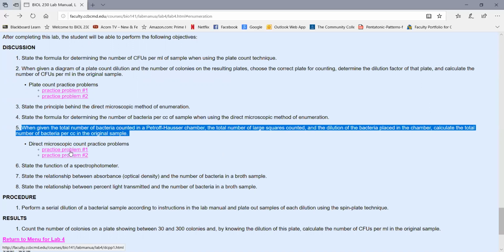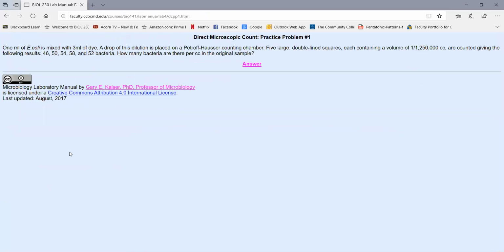And here's your 2 practice problems. So let's look at the first one. This tells you that 1 milliliter of E. coli is mixed with 3 mils of dye. Now again, that will stain the E. coli so we can see them better under the microscope. It'll kill them so they don't swim from square to square, but it also dilutes them. Well, that's the 3rd factor in our formula, the dilution factor of any dilutions we made before we put it on the slide.